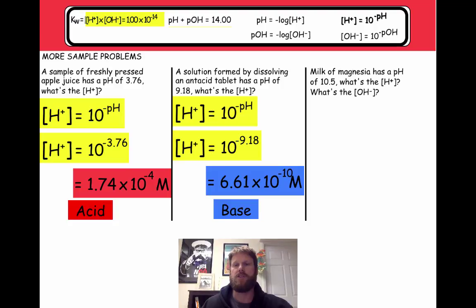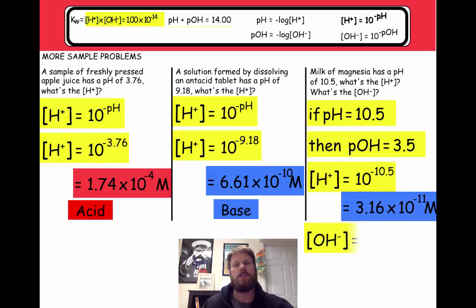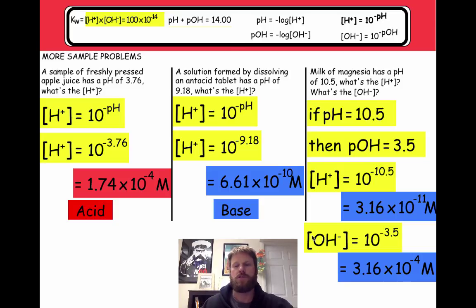How about some milk of magnesia with a pH of 10.5? What's the H plus concentration and what's the OH minus concentration? Now there's a couple different ways you could skin a cat to solve this problem, but if the pH is 10.5, then the pOH is 14 minus that, which is 3.5. So you could simply take 10 to the negative 10.5 to get the H plus concentration, and then you could take 10 to the negative 3.5 to get the OH minus concentration. Either way you look at it, the concentration of OH minus is larger than the concentration of H plus, which means that solution is a base.